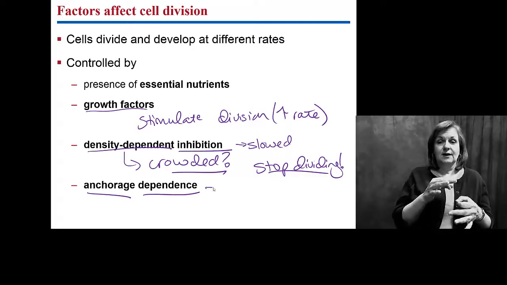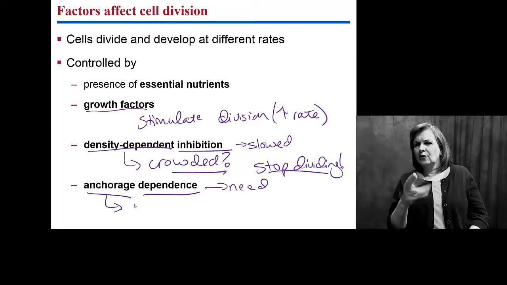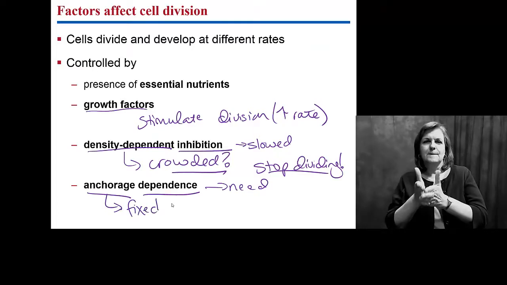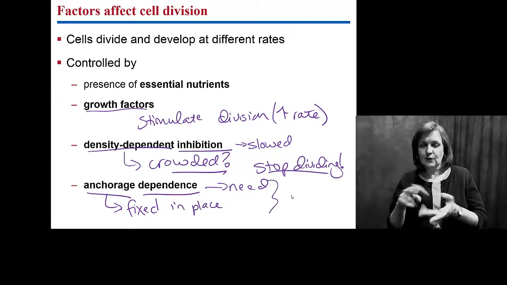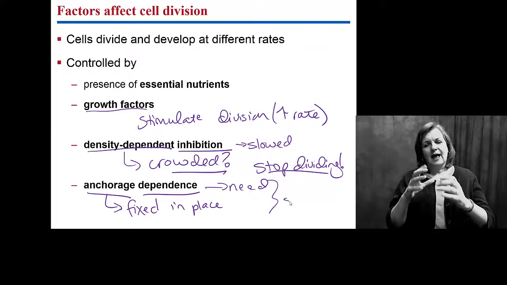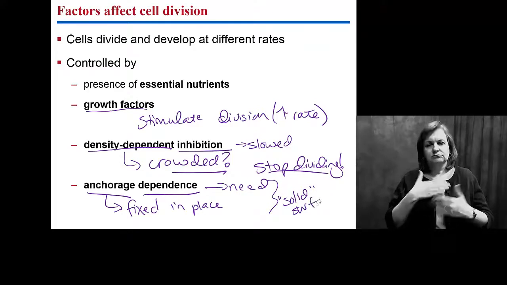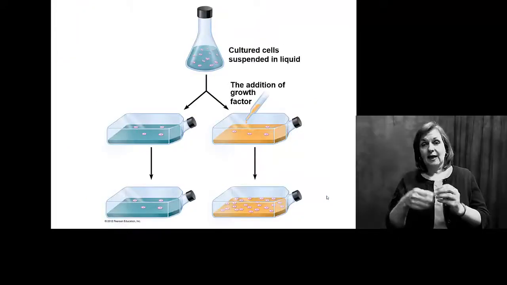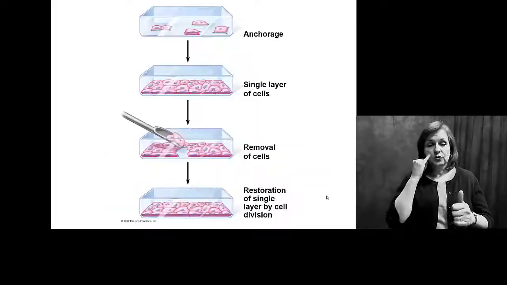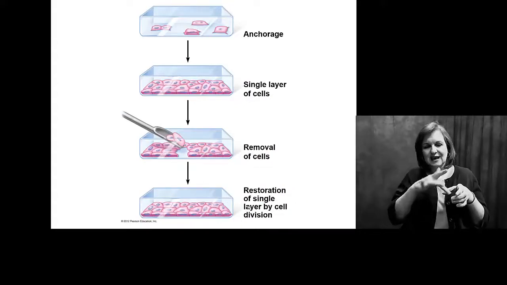Anchorage dependence. Well, if you're dependent on something, you need it, right? If you're anchored, what does that mean? Like a boat anchor fixed in one place? So this actually means that cells need to be in contact with some sort of solid surface before they're willing to divide. So if you add growth factor, you can get the cells to grow faster. And if you remove cells that have grown in a single layer, they will actually fill that space again.